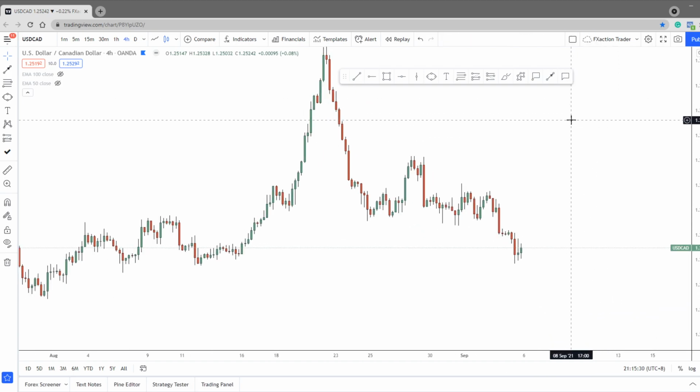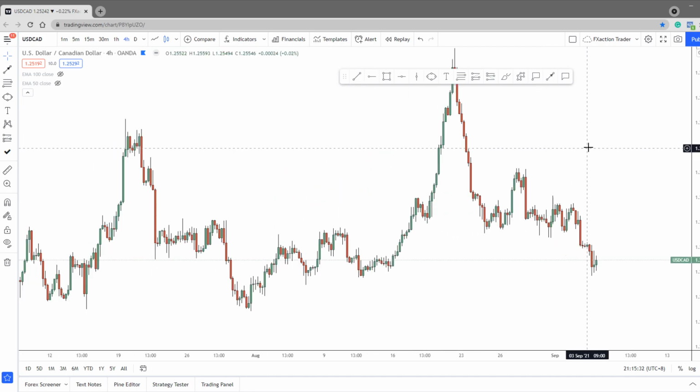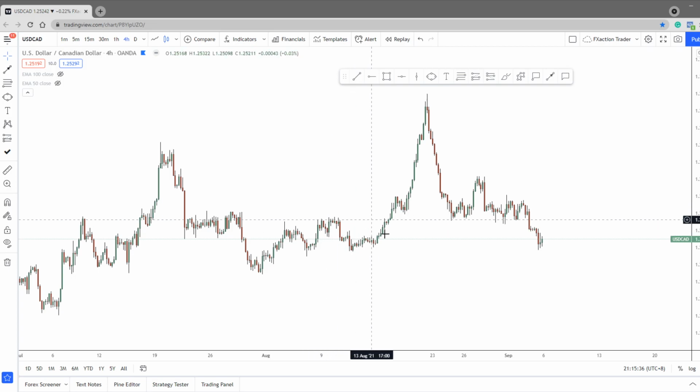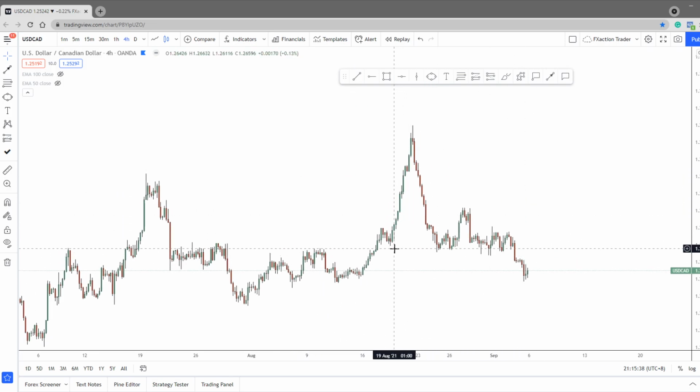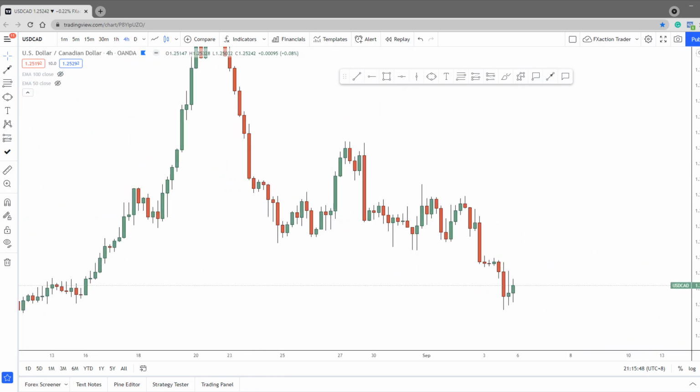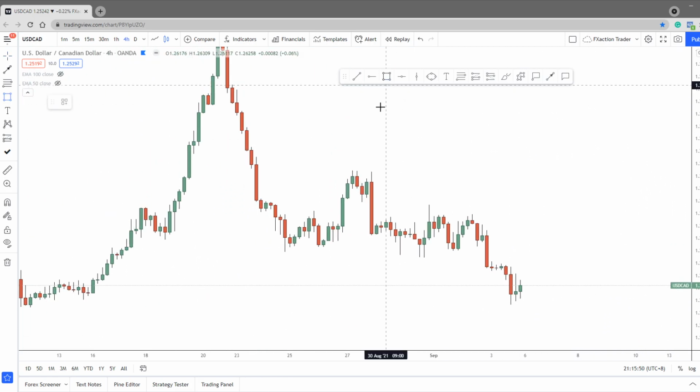So let us have a look at the last pair for the week, dollar CAD. For dollar CAD, the first thing we can see is that the market is now no longer in an uptrend. The market has violated the previous higher low, creating a new lower high, followed by a new lower low. So we can see that this entire market is in a downtrend.